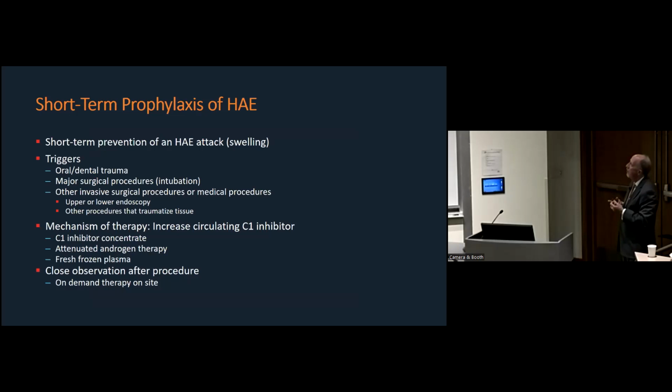So short-term prophylaxis, what do we use? We use it for oral and any kind of dental trauma, so intubation, major surgical procedures, or any other invasive procedures that might affect particularly the airway. The current recommendation is to use C1 inhibitor concentrate, to give them an infusion of C1 inhibitor, bump their levels up before the procedure, and then observe them closely afterwards with a plan to use on-demand therapy if need be.